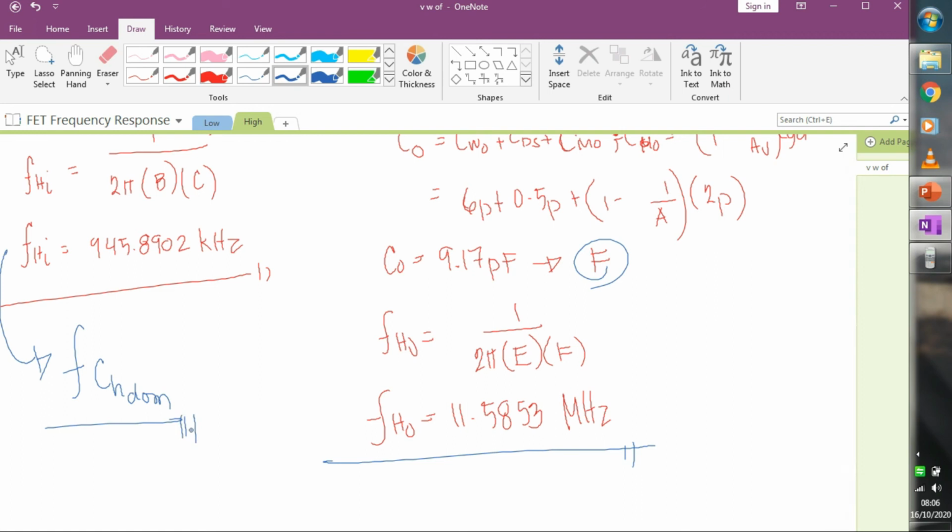So, those are the ways and the techniques on how you are gonna analyze FET amplifier during low frequency response, high frequency response. So that's all. Thank you.